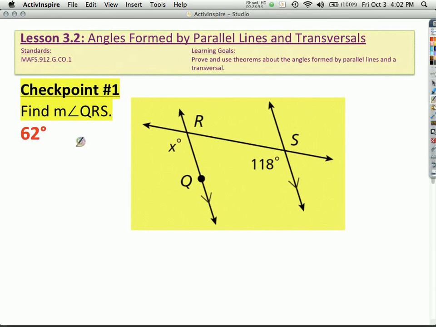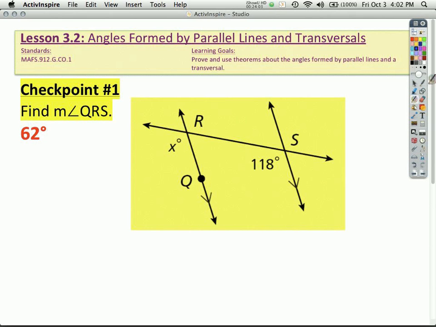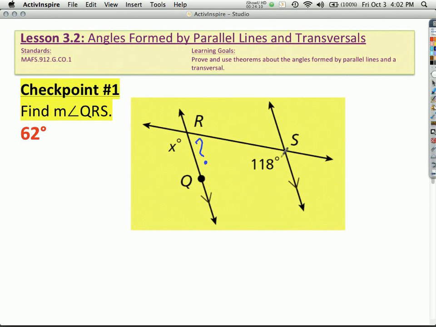Consecutive interior angles, and since it says there's supplementary angles, beautifully said. So this angle here and this angle here are same side interior or consecutive interior, which are supplementary from the consecutive interior angles theorem. Which means they add up to 180, subtract this from 180, you get 62. Anyone do it differently? What'd you do, Steven?